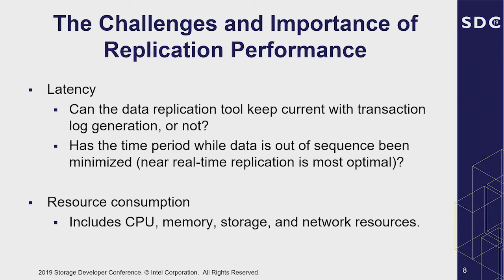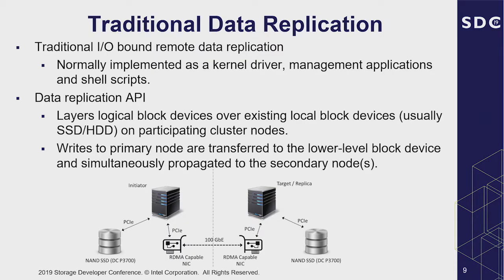With resource consumption, this is another consideration. You don't want to consume a lot of your valuable CPU resources in running your replication for your solution. You also need to take a look at what network resources are going to be used, try to minimize that, and then you have to look at your network and memory usage also. So with traditional data replication, it's I/O bound usually, and it's usually implemented using the kernel driver, I/O. You have management applications, software at the software level that really move the data back and forth.